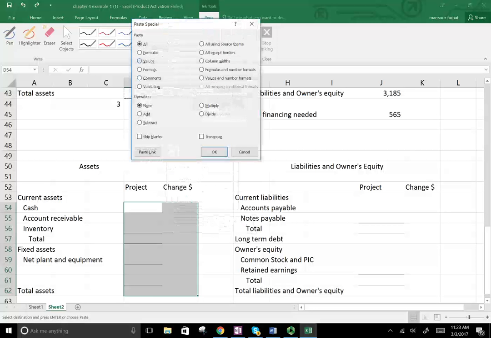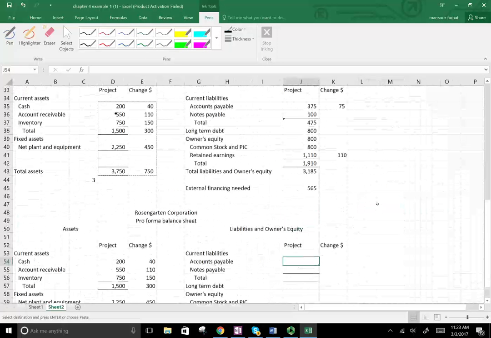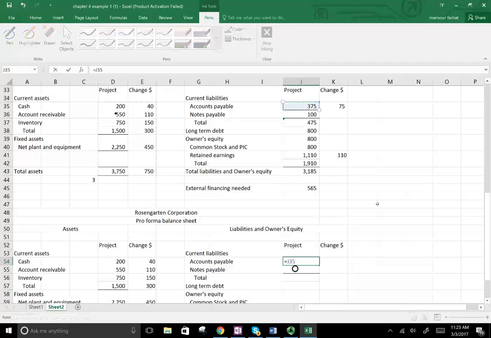And I want only the values. So the asset section has been completed. Now liabilities, let's do the liabilities. We already figured out current liabilities, 375. Short-term notes payable is going to go from 100, and we decided to borrow an additional 225. So notes payable is 325.